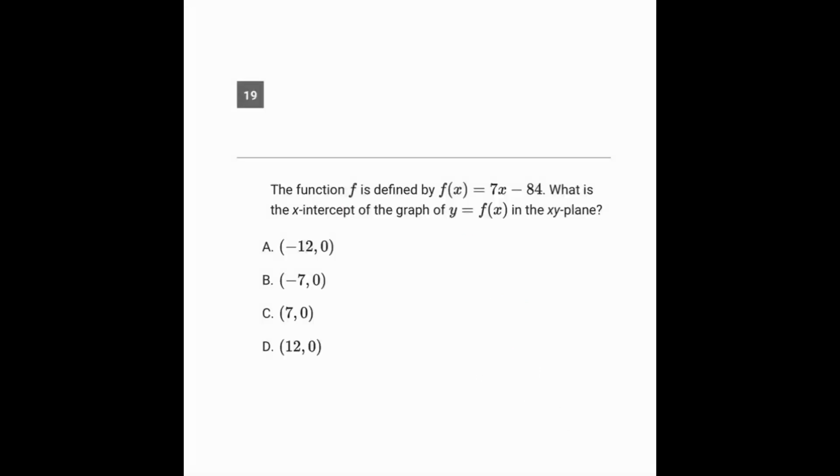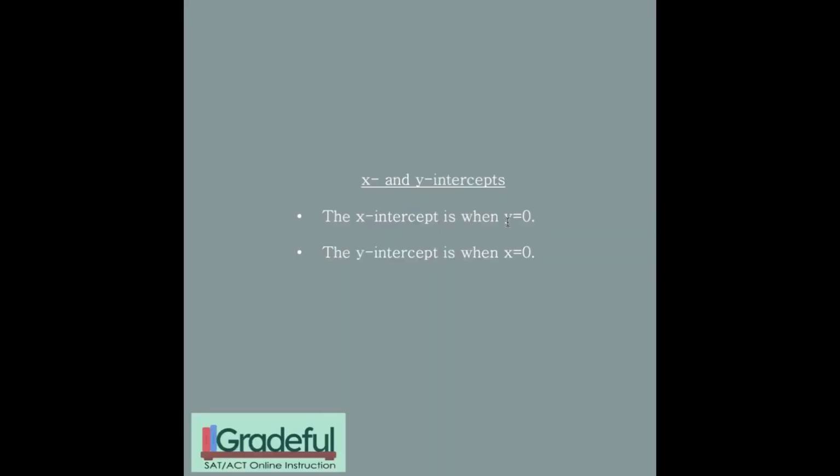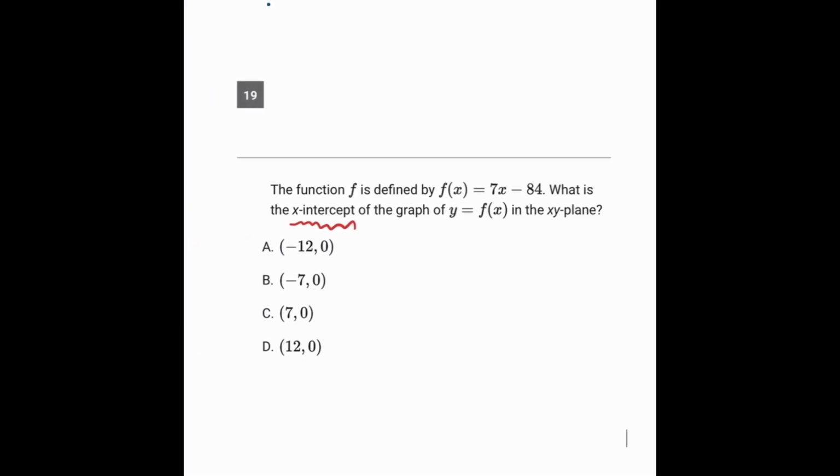Now going to question number 19. Here we're being asked for the x-intercept of that function. And the x-intercept is where y is 0. The y-intercept is where x is 0. So here, the x-intercept, that means y is 0. And this right here is our y, by the way.